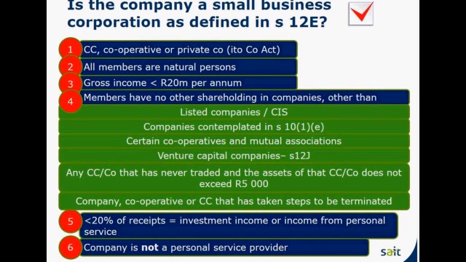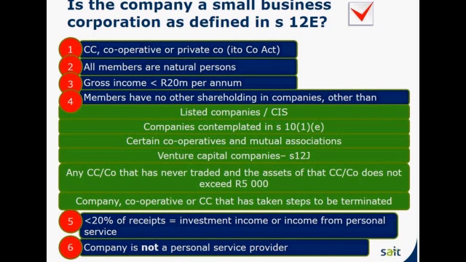Then something that's been changed is the figure: the gross income of the company must be less than 20 million. So the annual gross income for this small company must be less than 20 million. They must have no other shareholding in companies. So these natural persons who are the shareholders in this company must have no shareholding in other companies, other than the following list of companies. We'll go through the list now.